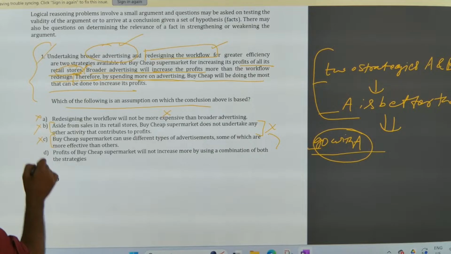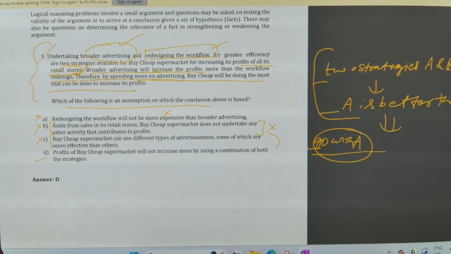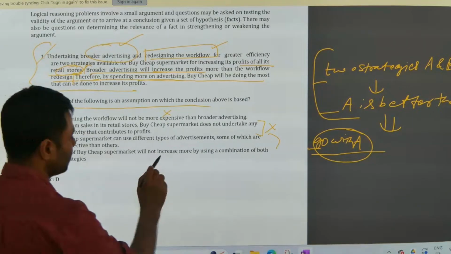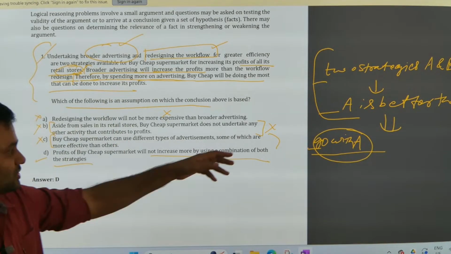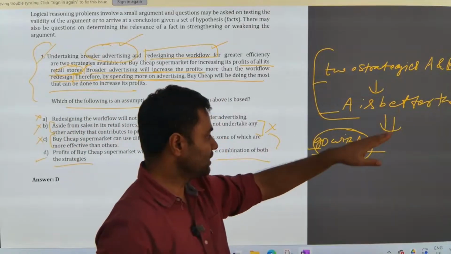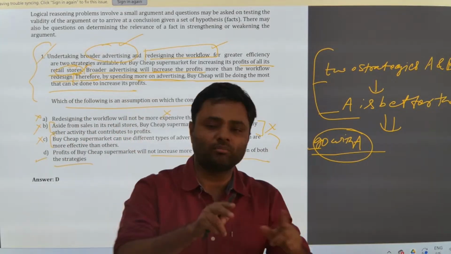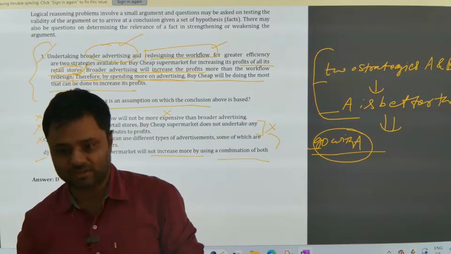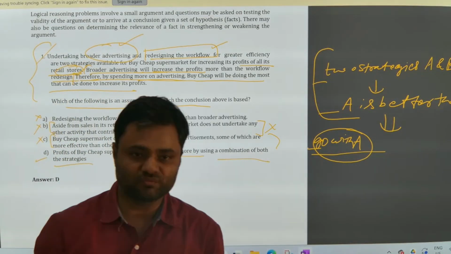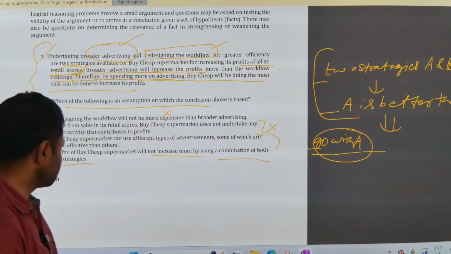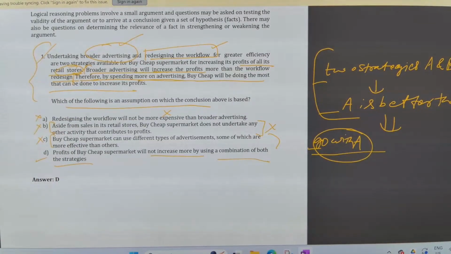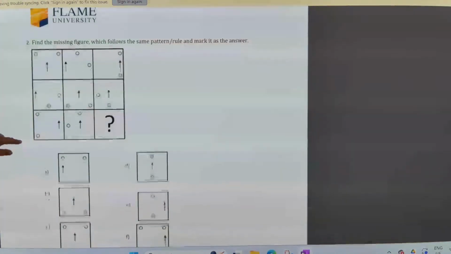So obviously if A, B, C all are wrong, then D is the only remaining answer. And if we read, the profit of Buy Cheap Supermarket will not increase more by using a combination of both the strategies. So that we have discussed here. If after these two they have come up with this conclusion, that means the combination must have been discussed and rejected. Then only they can come up with this conclusion, right? So the answer is obviously D. But why is it D? That we have discussed. So let us come to the next question.